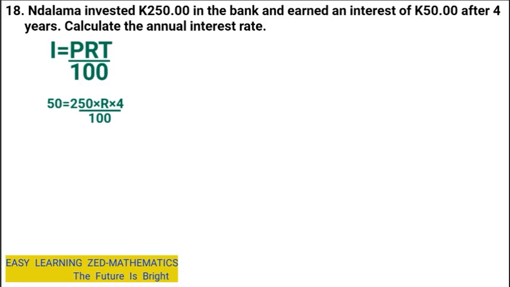The first thing I'm going to do is get rid of the fraction, which is, I'm going to get rid of 100. So I'm going to write 50 there, which is equal to, then I'm going to look at the numbers on top to see if they have any common factor with the number down.